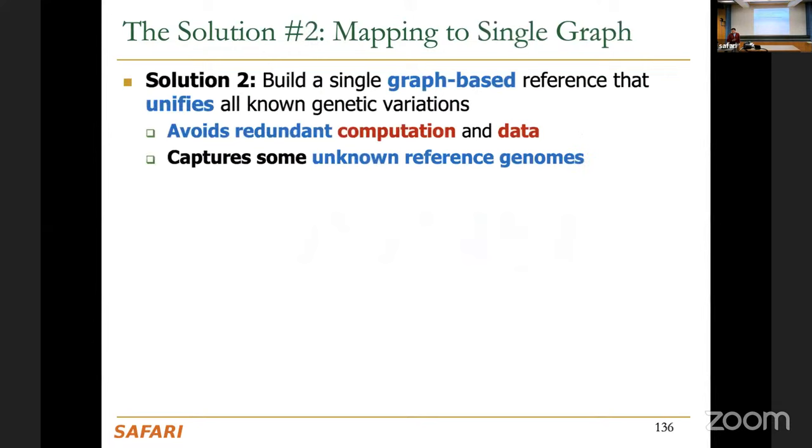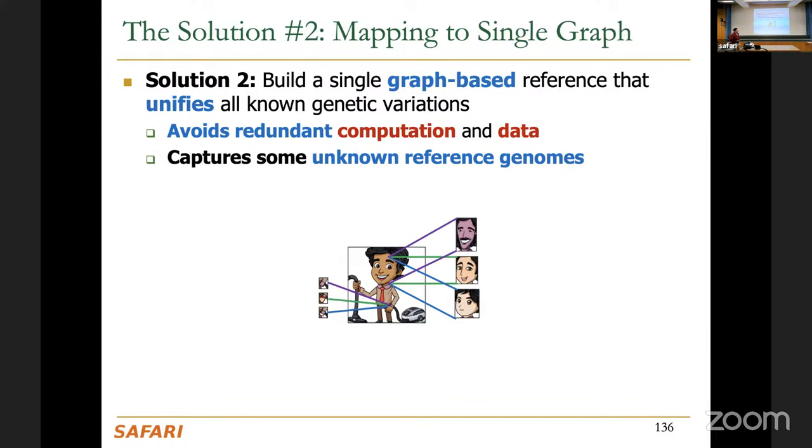The other way of doing this would be based on the key insight that, when we're talking about the reference genome for a particular individual, we know that most regions will be shared. Let's say most regions will be very similar across the individuals.